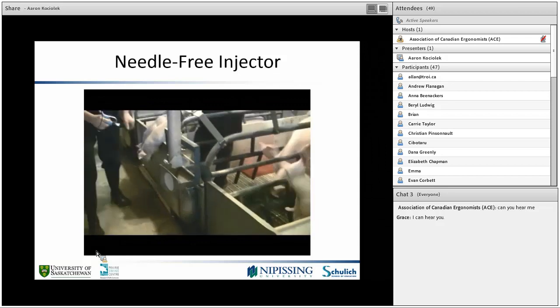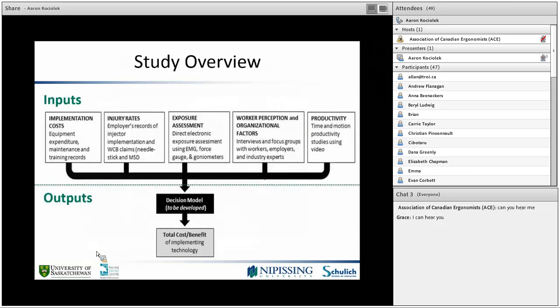So in terms of the study overview, the plan was to develop a decision model, a cost-benefit model that would look at the overall net benefit of implementing a new technology. We really used this needleless or needle-free injector as a test case to develop this larger model that could be applied more broadly, actually.